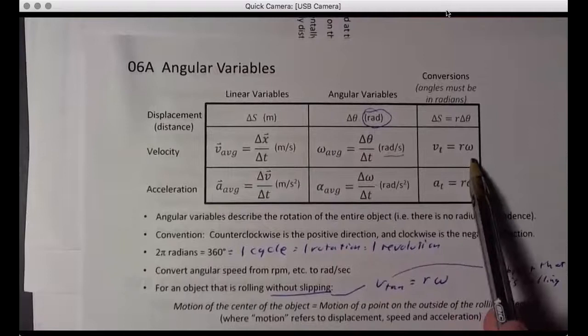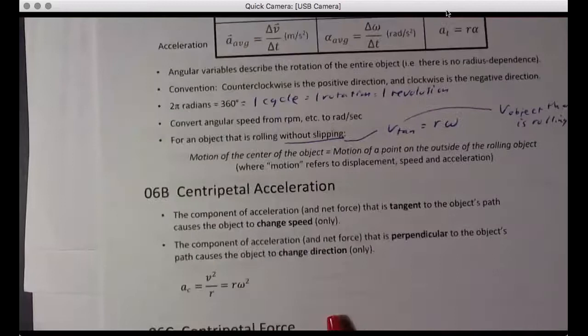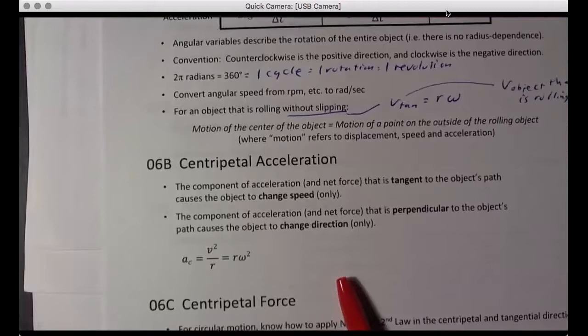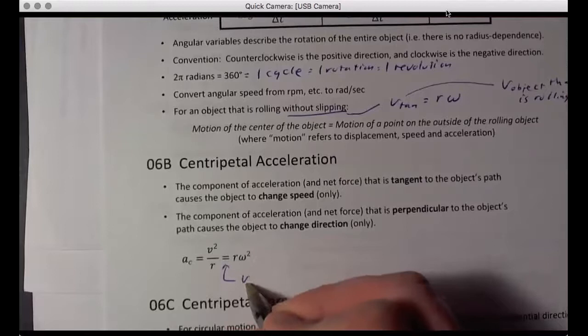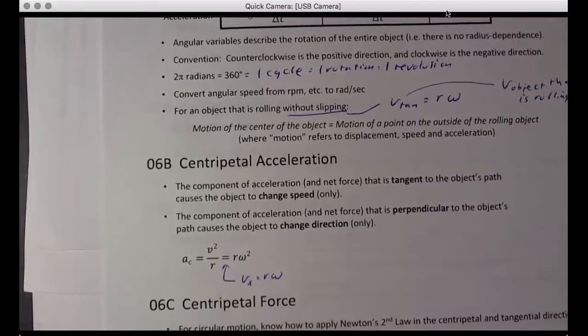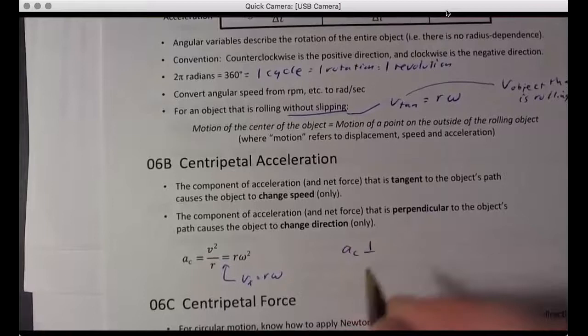Centripetal acceleration is simply this. And how does this work? By the way, this equation follows immediately from v tangential is R omega. You can actually see that, plug it in. There it is, R squared omega squared over R, which is R omega squared. So you really don't need to remember both. But a_c is perpendicular to v.